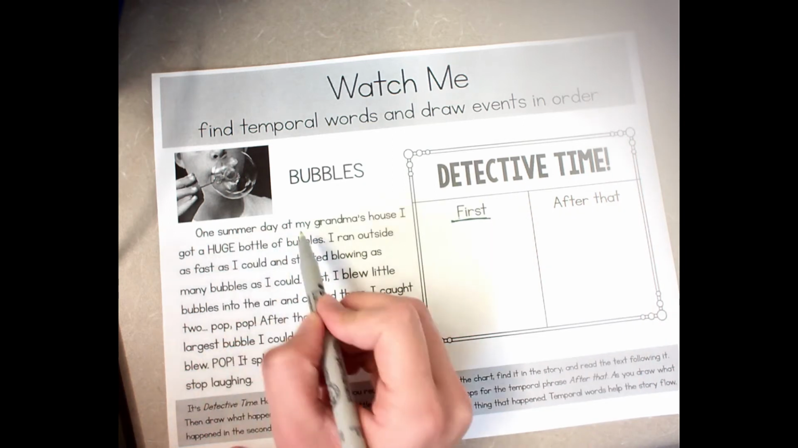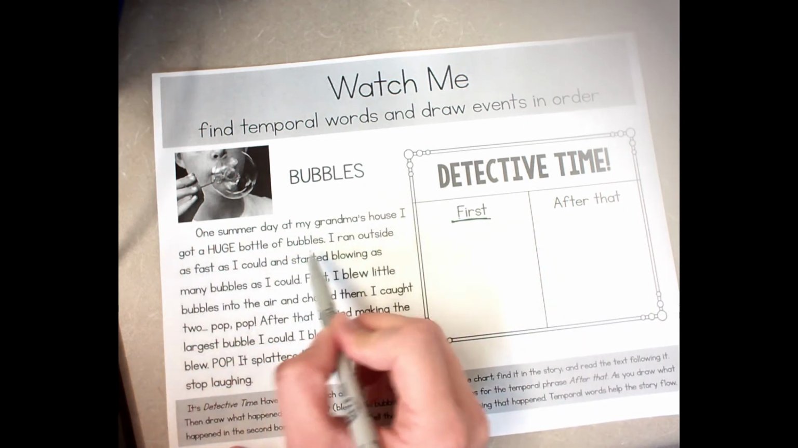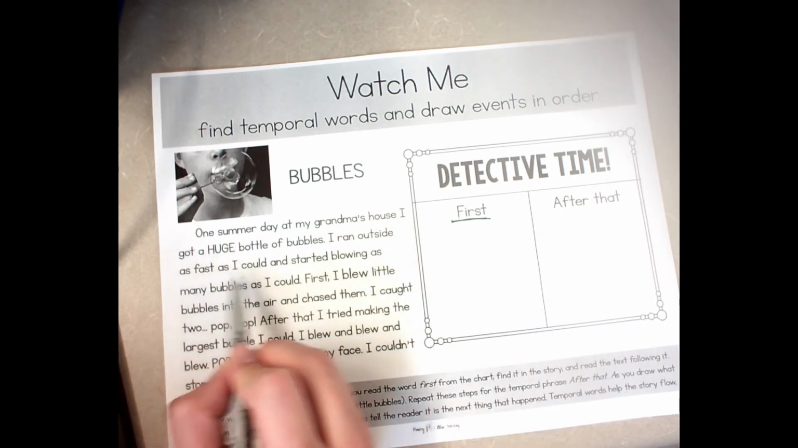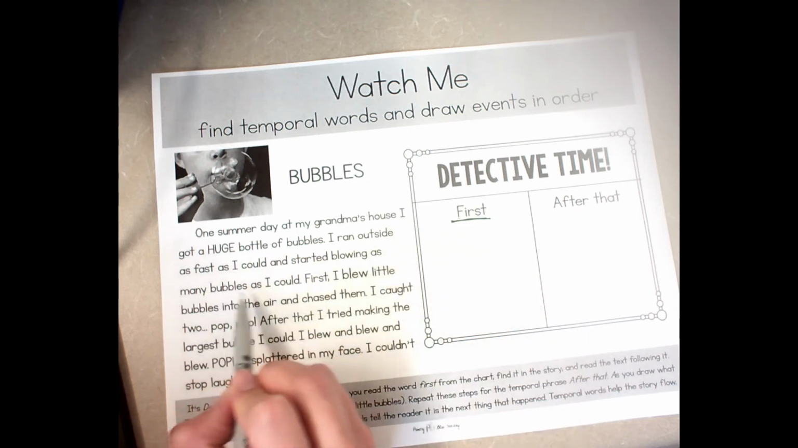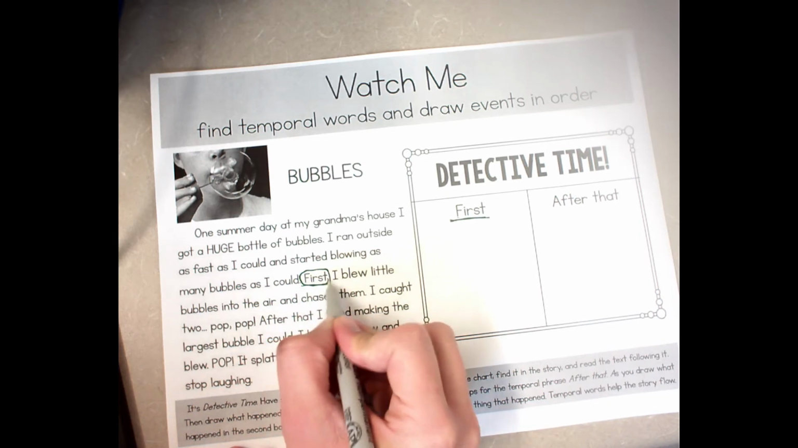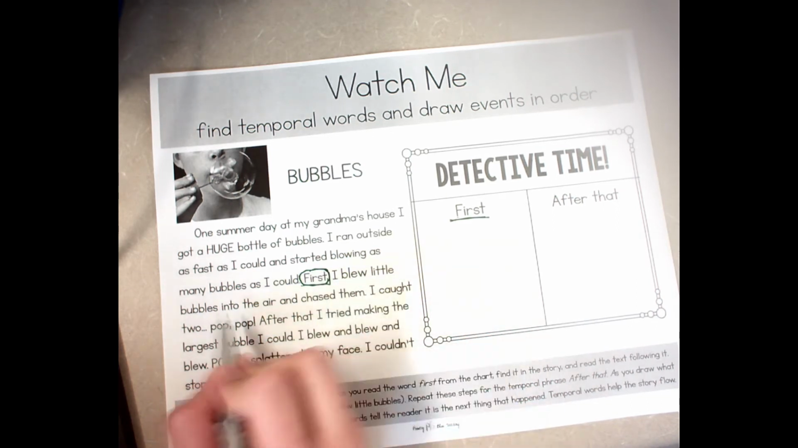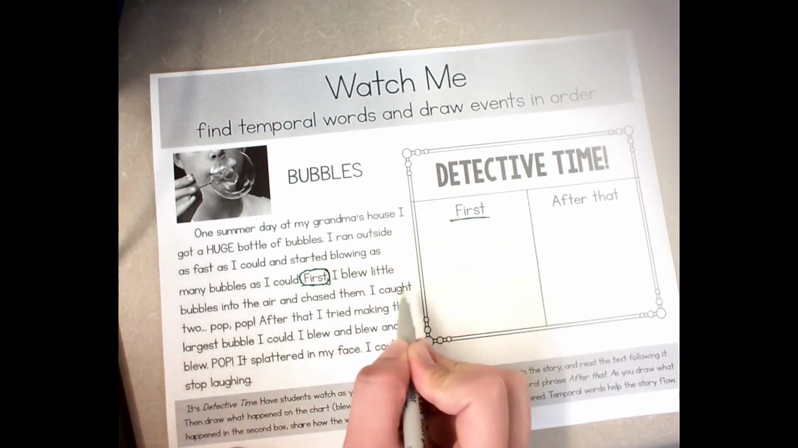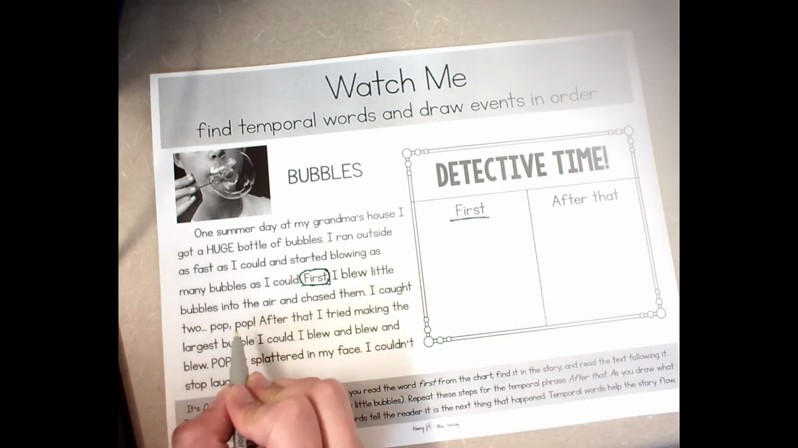One summer day at my grandma's house, I got a huge bottle of bubbles. I ran outside as fast as I could and started blowing as many bubbles as I could. Oh, look at what word it is. First. So I circle that word. I blew bubbles into the air and chased them. I caught 2. Pop, pop.